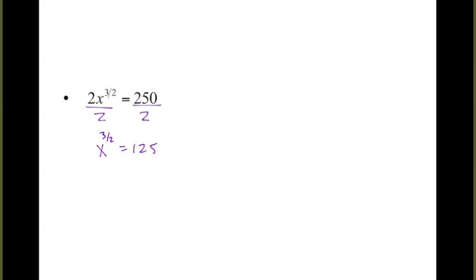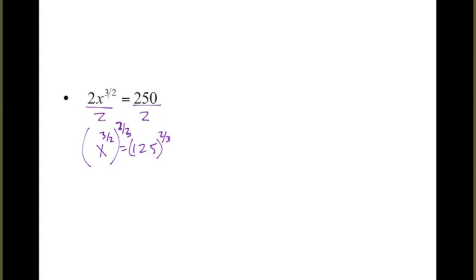And step 2 on the last slide said to raise it to the reciprocal power. And here when it's written as a fraction, we really do truly mean reciprocal. We're going to raise it to the reciprocal of the power that's there. So since the power was 3/2, we're going to raise it to the reciprocal, which is 2/3.